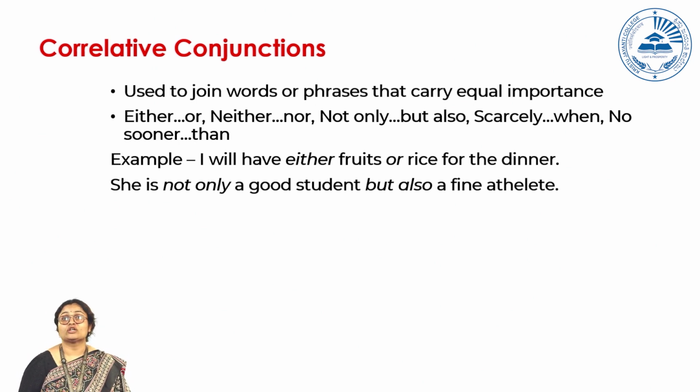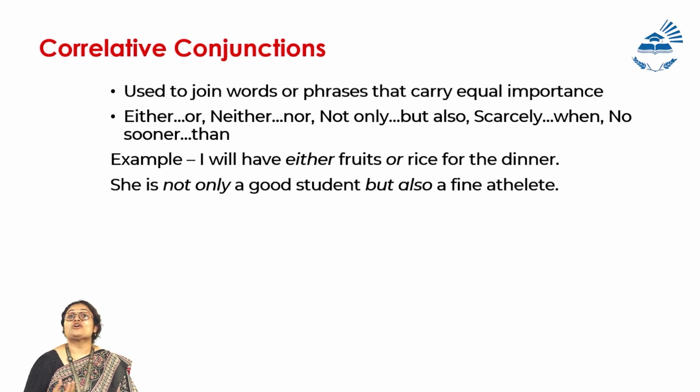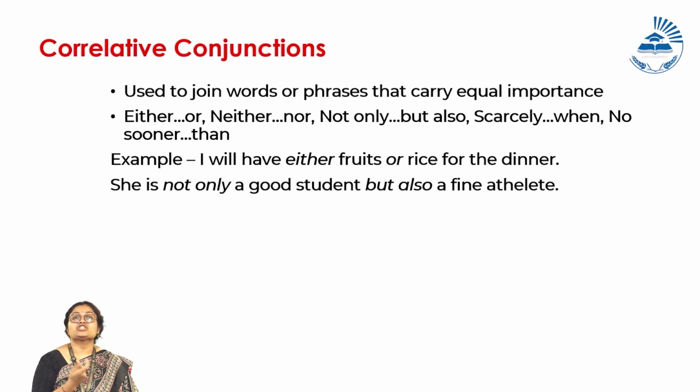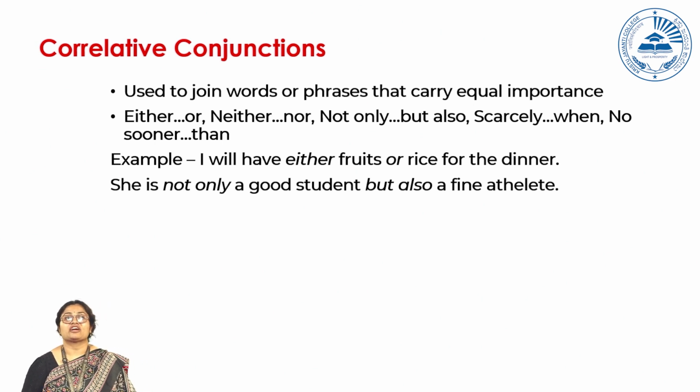She is not only a good student, but also a fine athlete. So in this sentence, you are talking about the qualities of a particular student. We are saying that she's not just a good student, but she's also good in athletics. So we are talking about the quality of that particular person, giving equal importance to both the qualities that the person possesses. So we are using the conjunction not only, but also. So these are the important kinds of conjunctions: coordinating conjunctions, subordinating conjunctions, and correlative conjunctions.